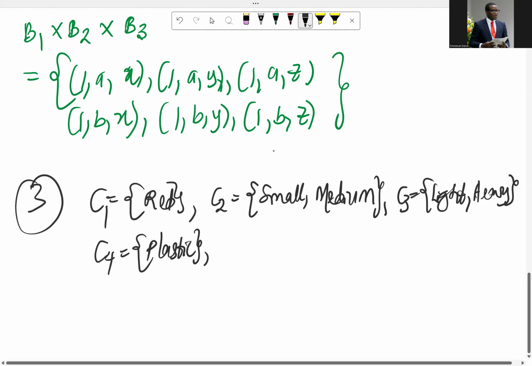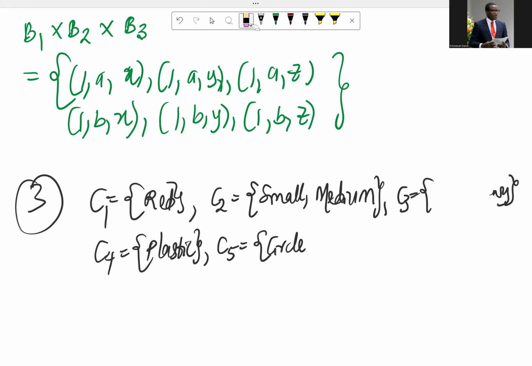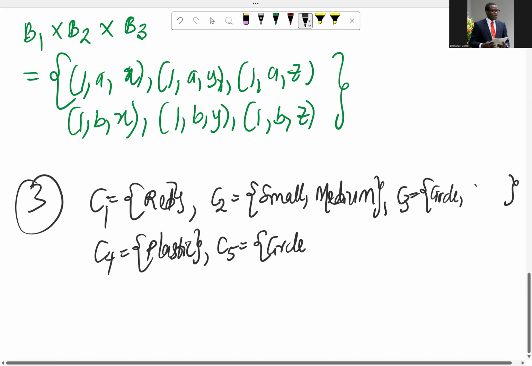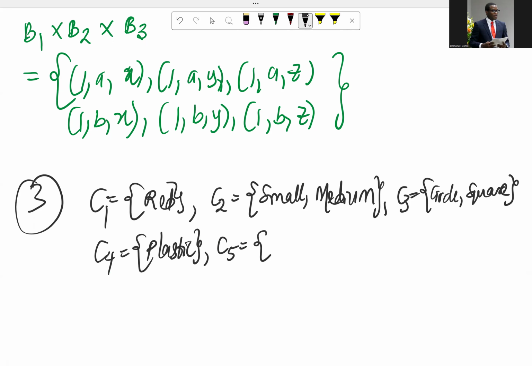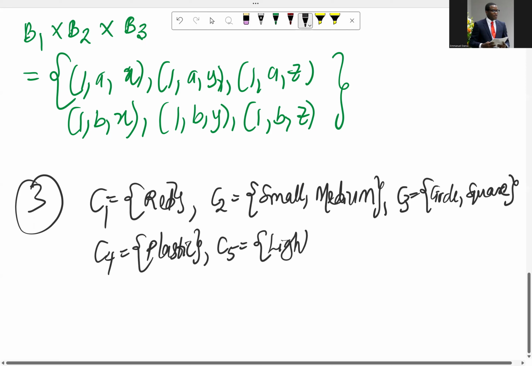And C5 has a... Okay, I already have C3. Let's say C3 is circle and square. Okay, C3 is actually circle and square. Let me do that again. C3 is circle and square. And then C5 is now light and heavy. That's the set.